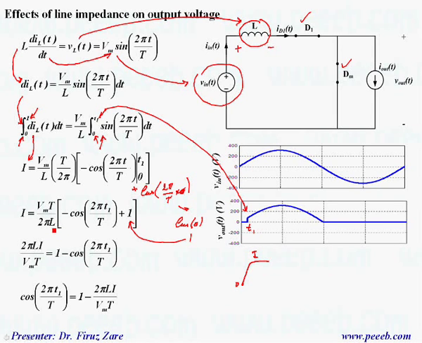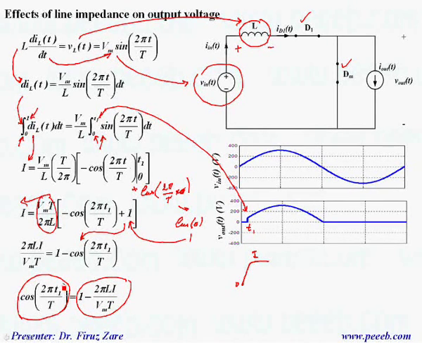If we simplify that and bring this term to the left side, we have 2πLI over VmT, and then we can rewrite that into 1 minus cos(2πT1/T). So basically cos(2πT1/T) equals 1 minus 2πLI over VmT. So in this case, if we know all the parameters, then we can find this time. So T1 can be calculated based on this equation.